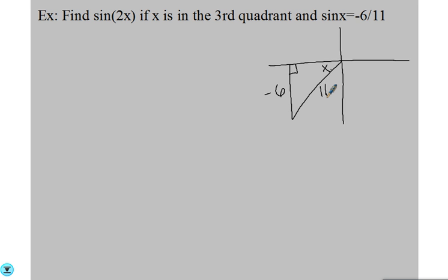So from our last slide, we know that the sine of 2x, or sine of 2 theta, is just equal to 2 times the sine of x times the cosine of x. Which means in order to plug into this, I need to know the cosine of x first, which means I need to know the value of cosine from this triangle. So since we have a right triangle, we can use Pythagorean theorem.